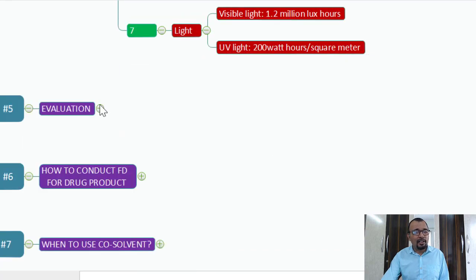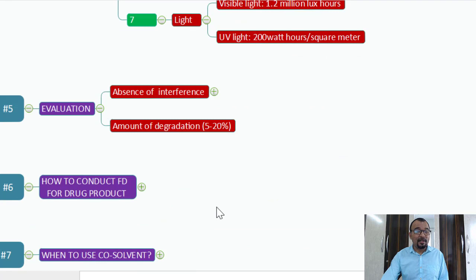Then what are you going to evaluate at the end? Once you complete the forced degradation, these are the two important aspects that you are going to evaluate. One is the absence of interference. You want to prove that your method is specific in nature. Now what is meant by specificity?